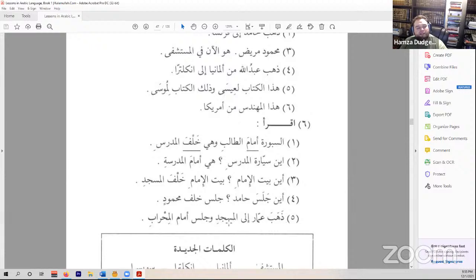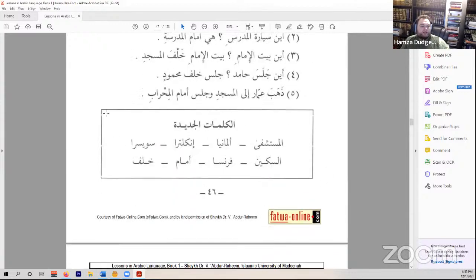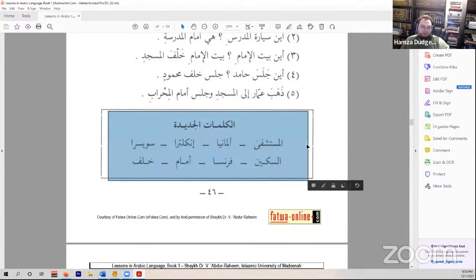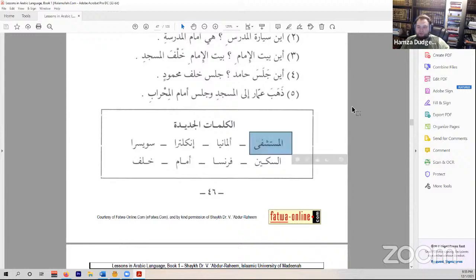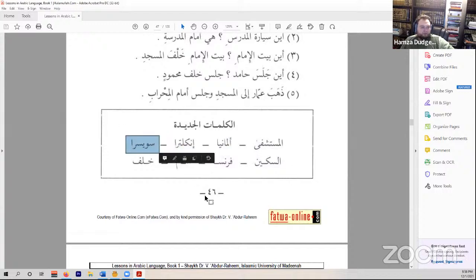ذهب عمار إلى المسجد وجالس أمام المحراب. So Ammar went to the mosque and he sat in front of the prayer niche. Mihrab is that concave part in the front of the mosque where the Qibla is. And so al-kalimat al-jadida, new words. We have al-mustashfa, the hospital, which comes from the root word shifa, cure. Almania, Germany. Inkeltera, England. Suisra, Switzerland. Sakin, knife. Franza, France. Amama, in front of. And Khalfa, behind.